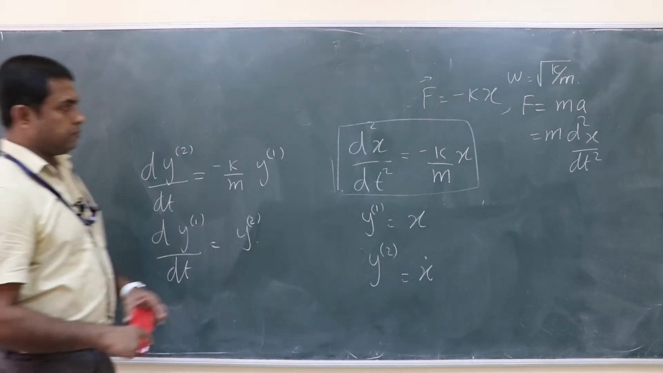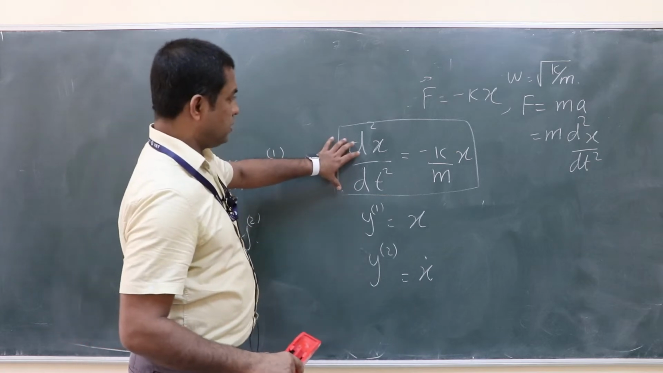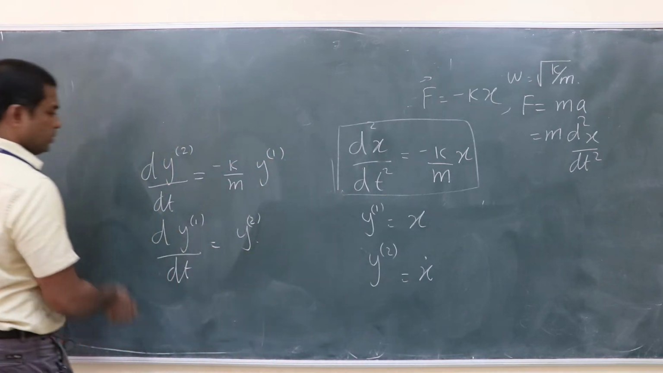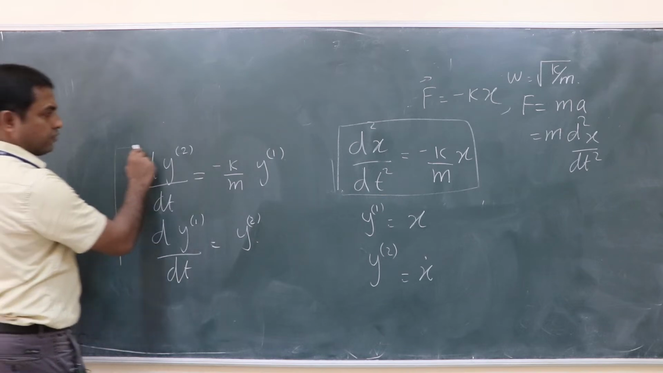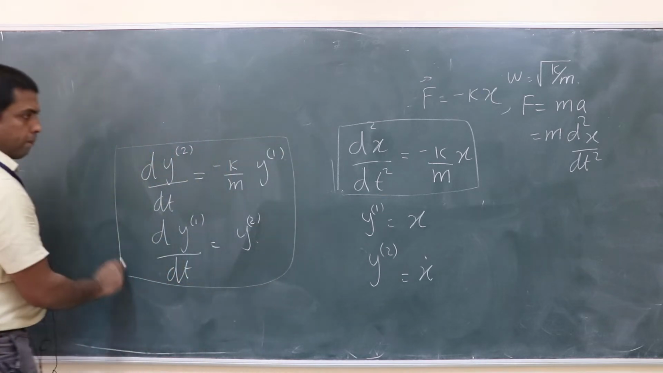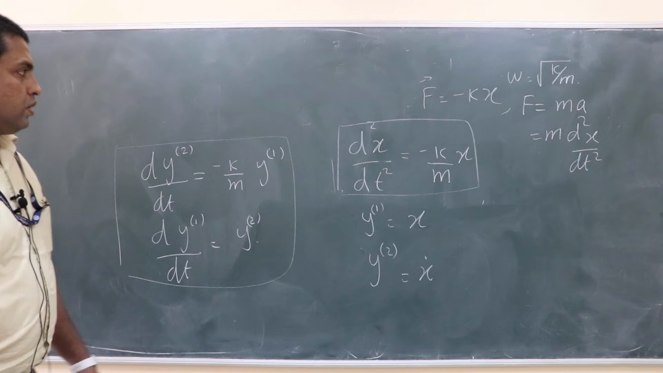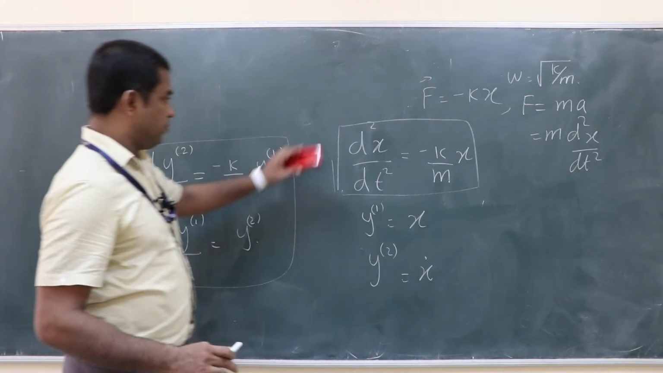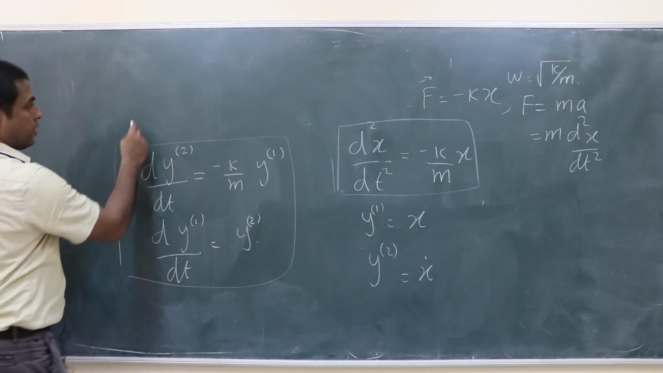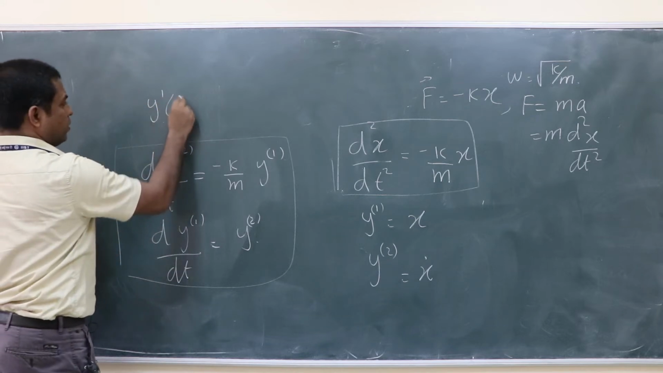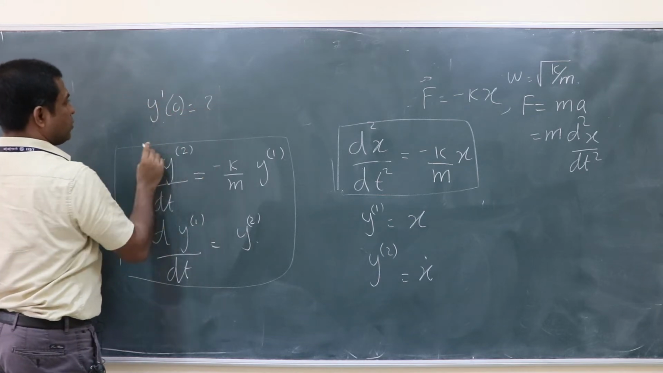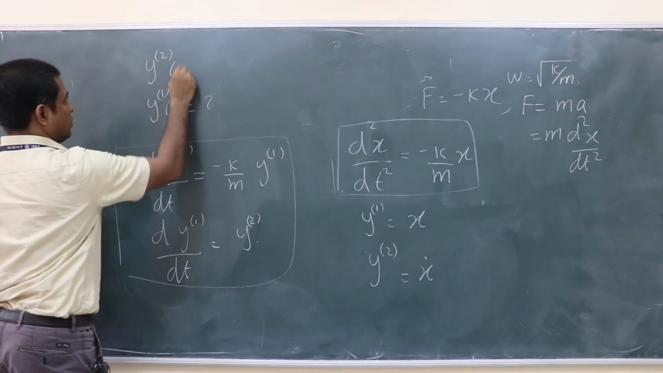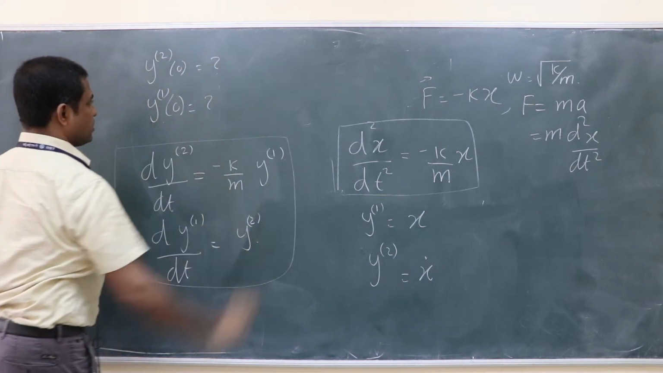So this second order differential equation, with this transformation, you can convert to two coupled first order differential equations. Our aim is to solve this now. What you have to give are the initial conditions: y1 of 0 has to be given and y2 of 0 also has to be given.